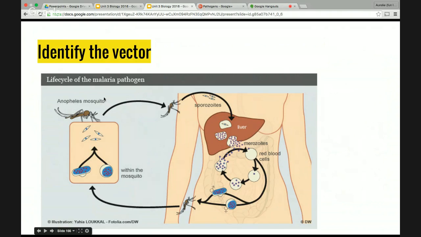So here, which organism do you think is the vector? Is it the person or is it the mosquito? Have a think about it. So yes, it's the mosquito. The vector is the mosquito because the vector is carrying the pathogen and transferring it to the host. Okay, so the host is the person, the mosquito is the vector, and the pathogen is the malaria pathogen.